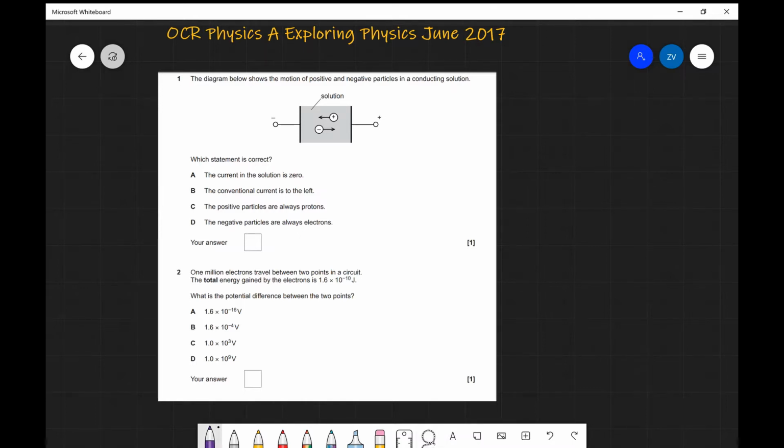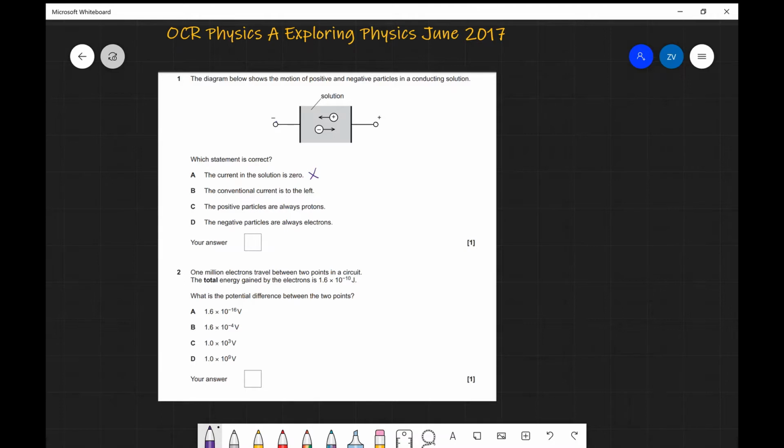Question 1. The diagram shows below the motion of positive and negative particles in a conducting solution. Which statement is correct? A. The current in the solution is 0. Well, that's not the case. The reason why this is not true is because currents do not cancel each other out the way vectors would. We have some charge going to the left and some charge going to the right. If we were to attach an ammeter between those 2 points, there's definitely going to be some current.